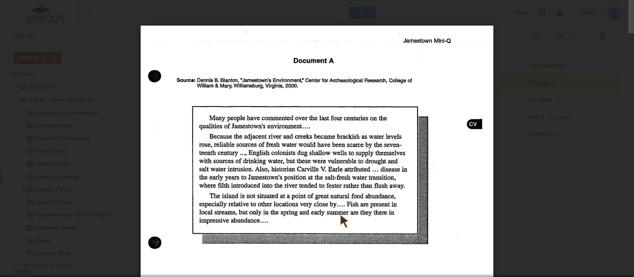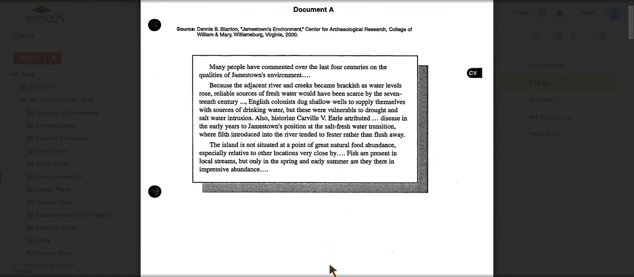The last point says fish are only present in local streams in the spring and early summer, which means in the fall and winter, there aren't a lot of fish in the streams. And if I don't stockpile and I don't think about planning ahead, that might cause colonists to die. So that's document A.